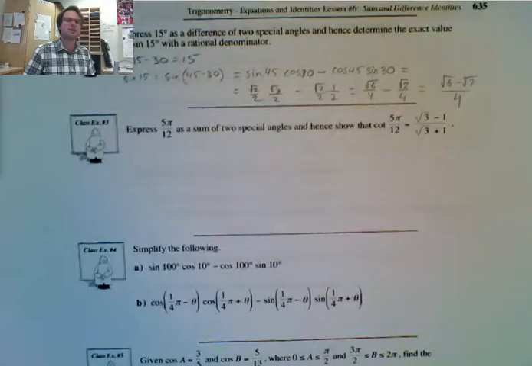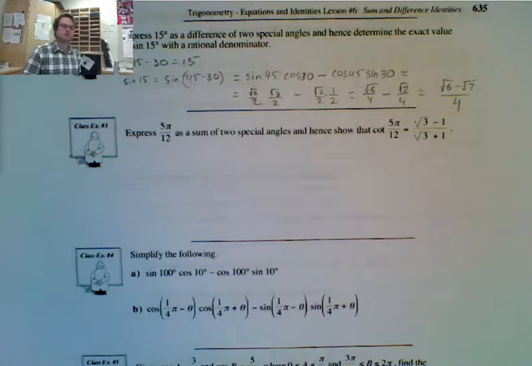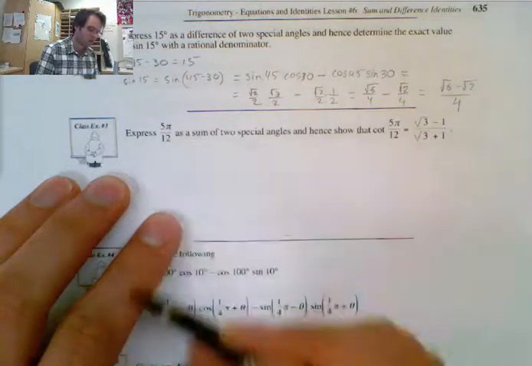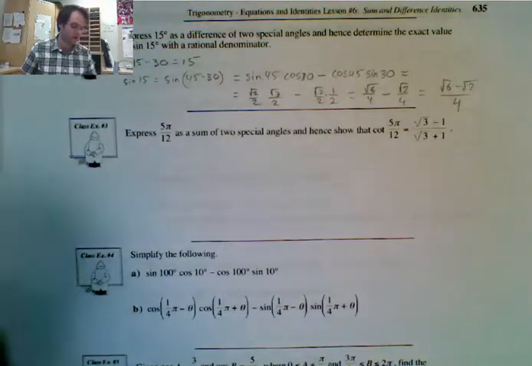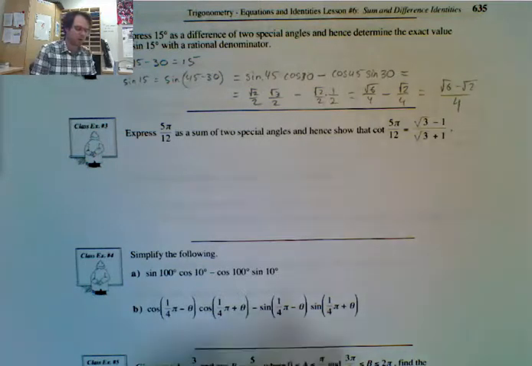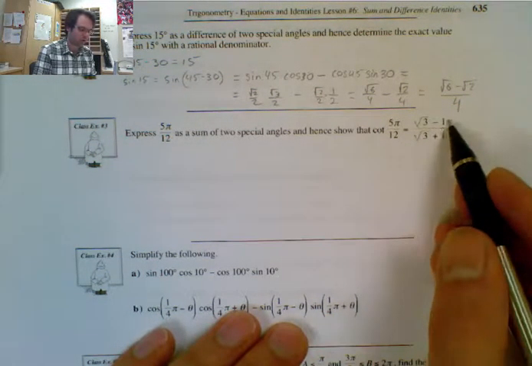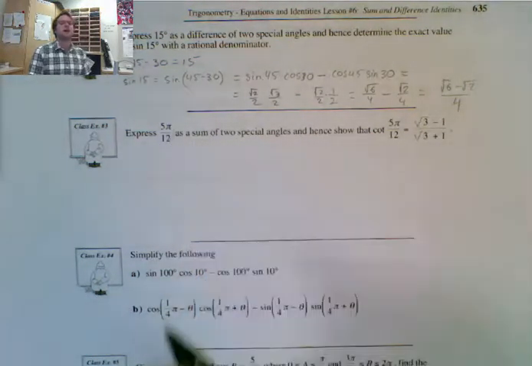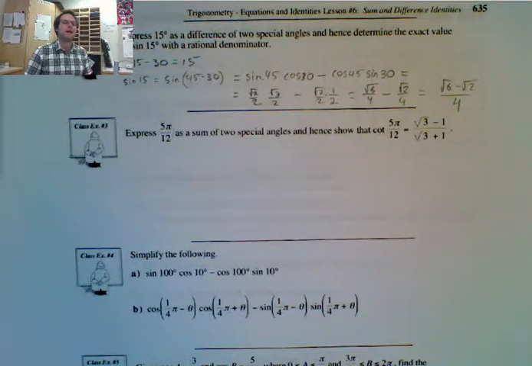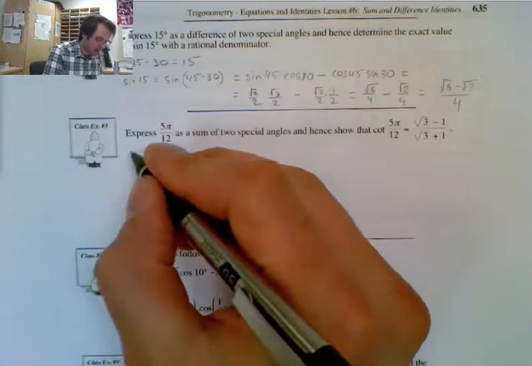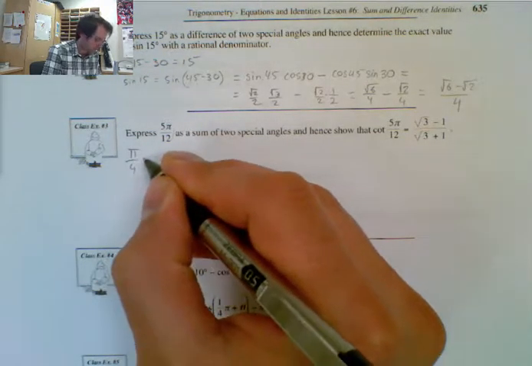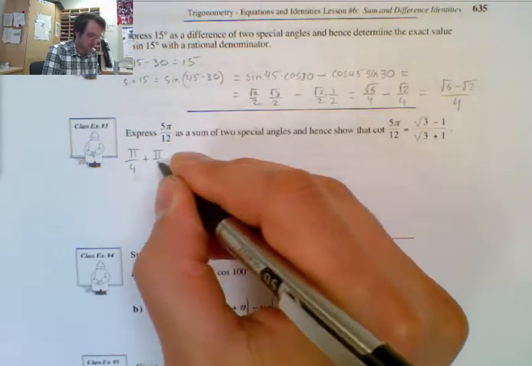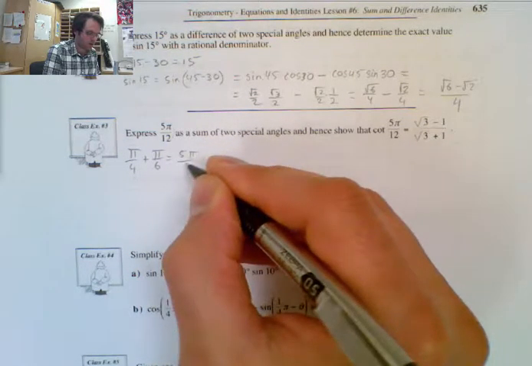Okay? So let's take a look at class example number 3. It says we have 5 pi over 12 as a sum of two special angles. Okay? So now we have 5 pi over 12, and we know that cotangent of 5 pi over 12 is equal to that there. Now, for some of you it might be easier to first convert this to degrees and then find what sum equals that and then convert back to radians. But right here, I'm just going to go straight into radians. I know that pi over 4 plus pi over 6 is equal to 5 pi over 12.